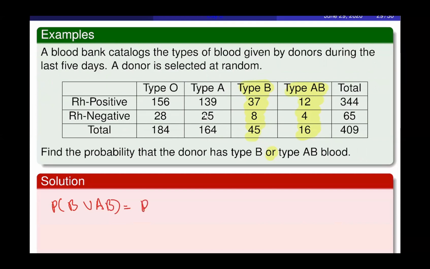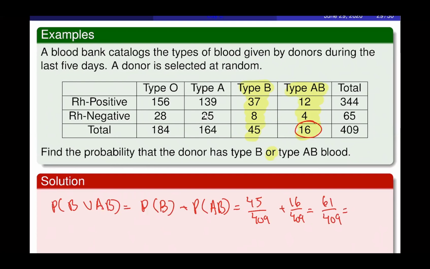So for this one, all you have to do is get the probability of B added to the probability of AB. The probability of B is 45 out of 409 plus the probability of AB, which is 16, all over 409, so you get 61 over 409. So you go 61 over 409, and you get 0.1491. And that's it for that one.